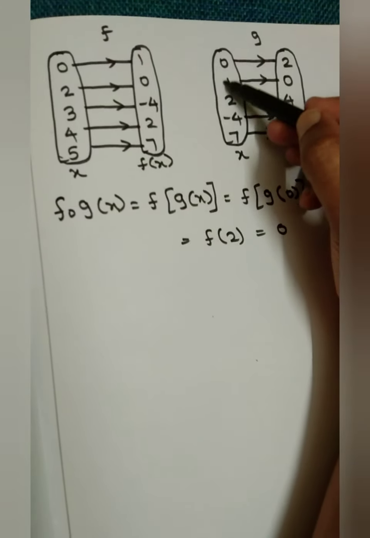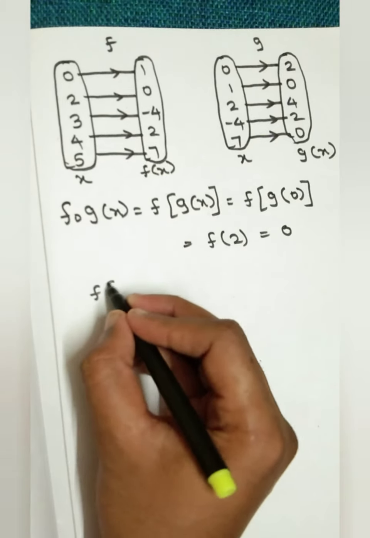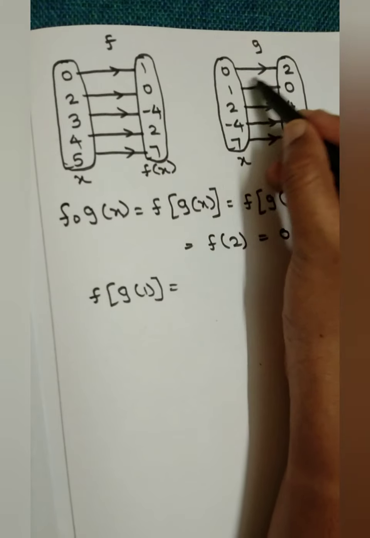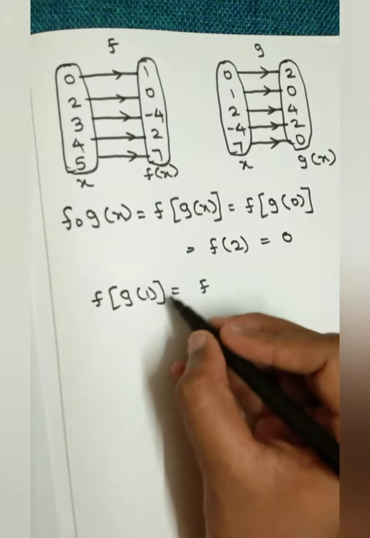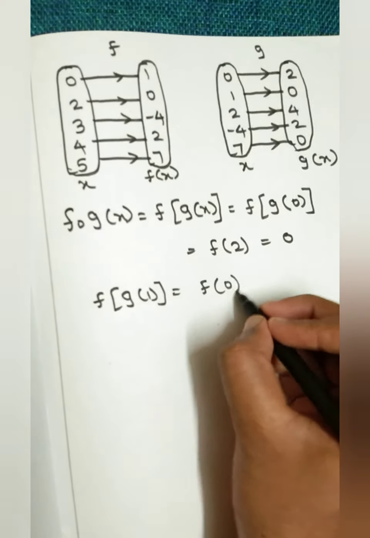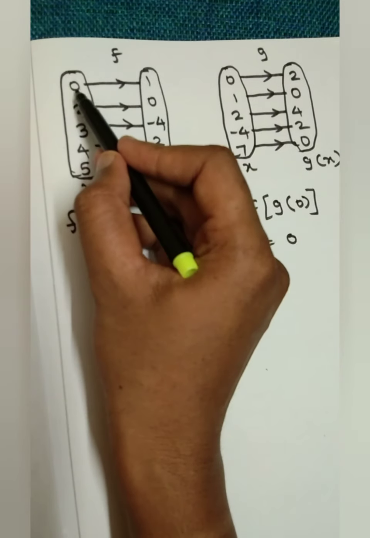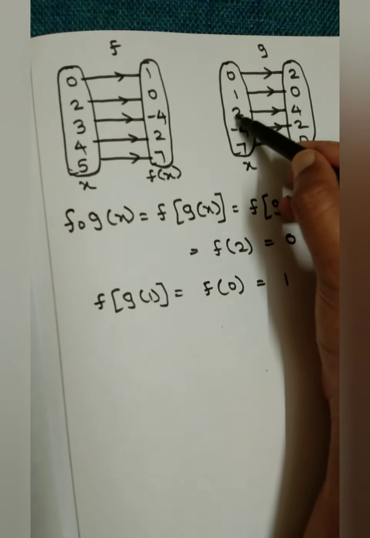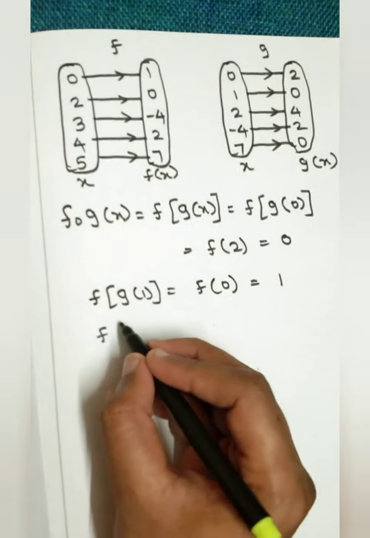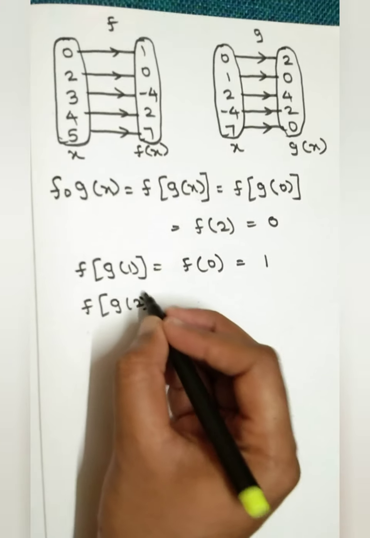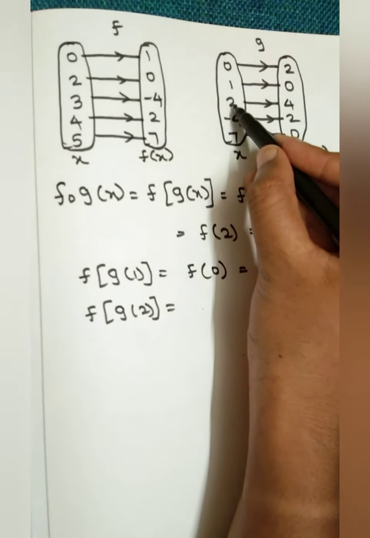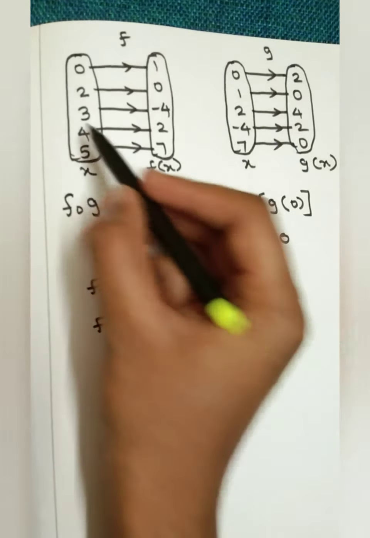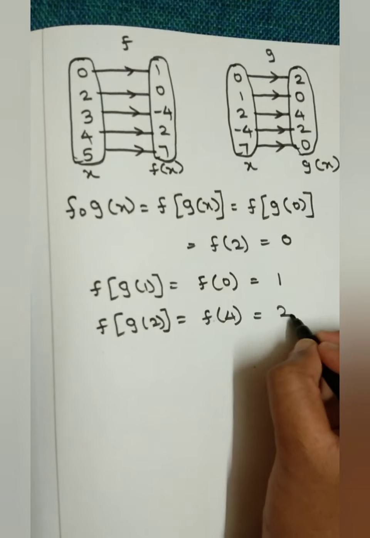Next I am going to substitute 1. f of g of 1: g of 1, 1 maps to 0, so g of 1 is 0. f of 0, 0 maps to 1, so f of 0 is 1. Next I am going to replace 2. f of g of 2: g of 2 is 4. So f of 4, 4 maps to 2, so 2.